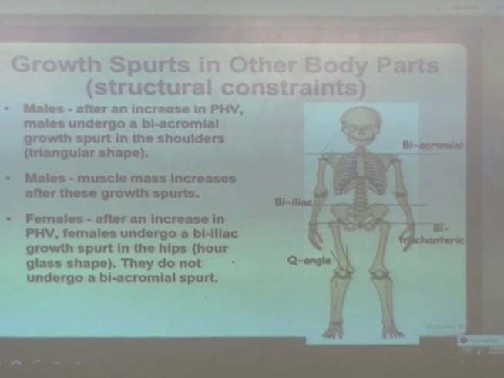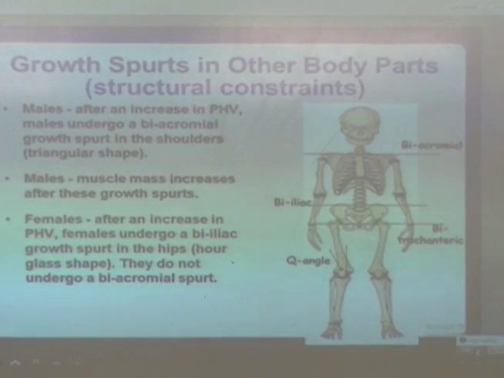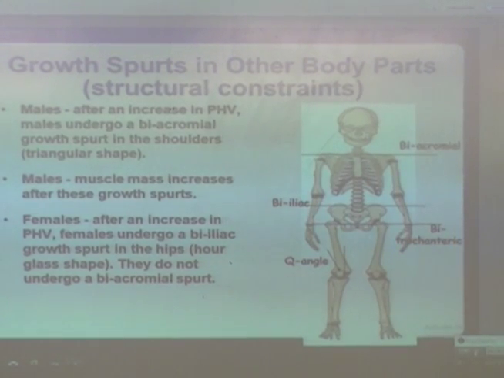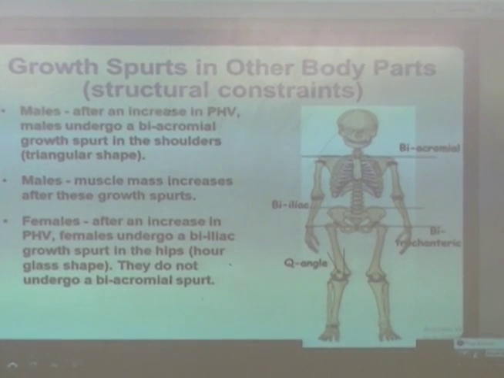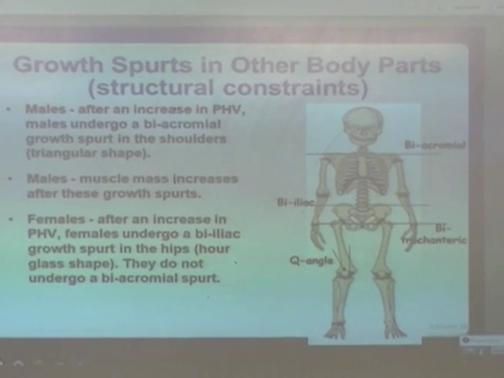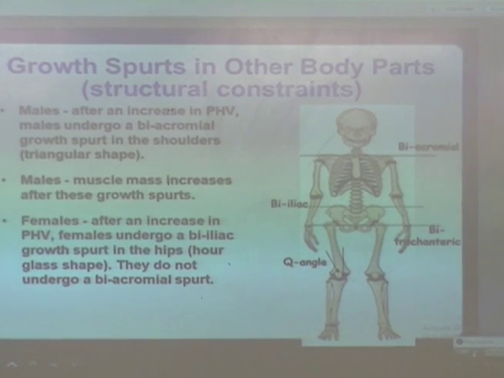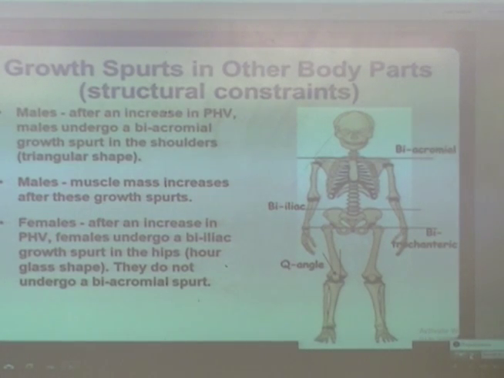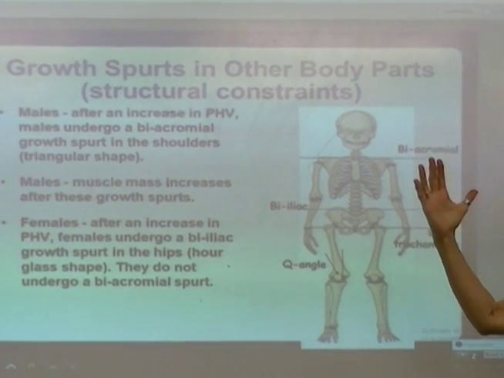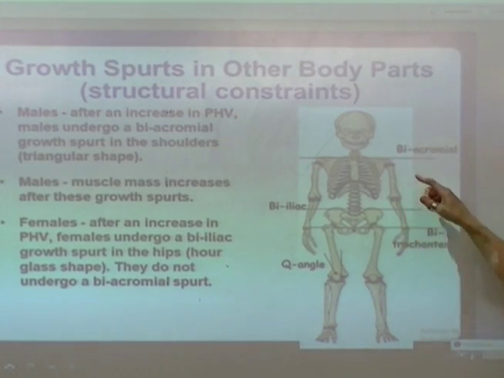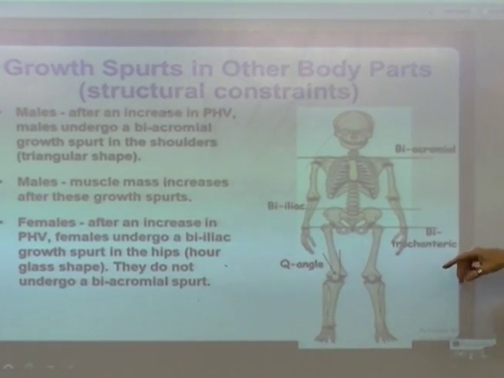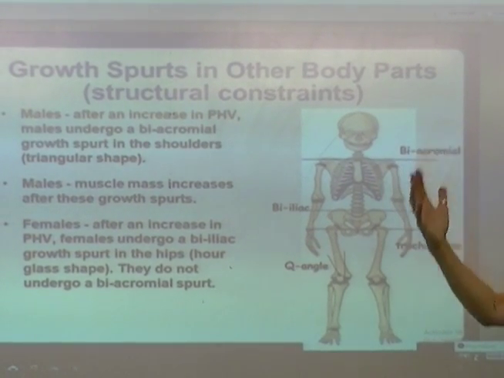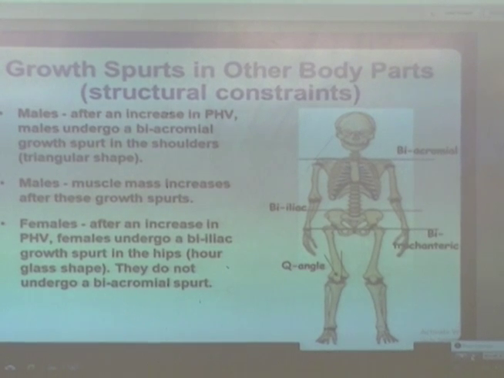Now all of a sudden their shoulders start expanding. So we see what we call a biachromial growth spurt. The acromion process is that knobbly bit on the side of your shoulders. We start to see an increase in width. Collarbone lengthens, and we start to get the beginning of that triangle shape. Once we've seen height and shoulders, then we start to see muscle mass.